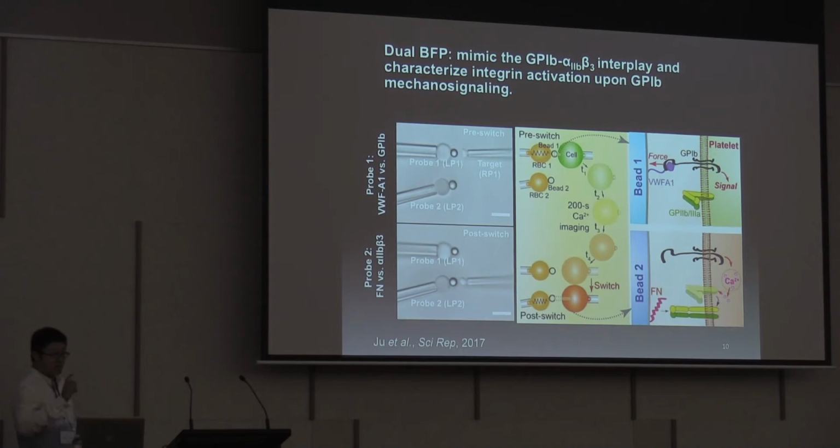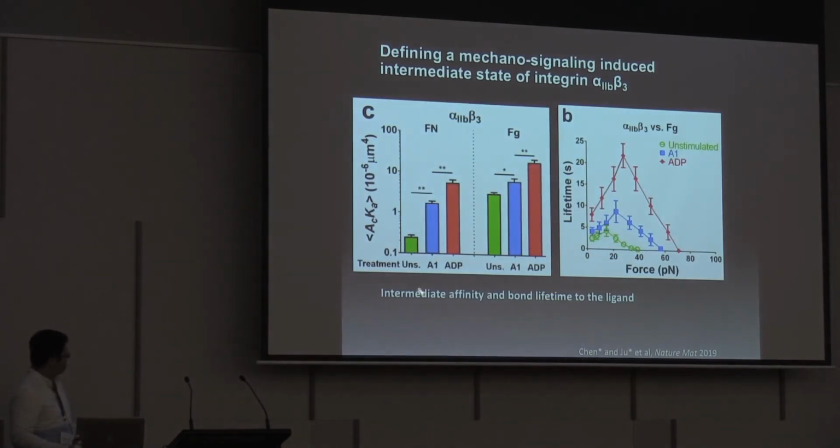Then, to mimic the mechanical stimulation from blood shear, we developed what we call dual force biomembrane force probes. We apply the mechanical stimulation through probe 1, and then we switch to probe 2 to probe the integrin conformation or integrin affinity with either ligands or conformation-specific reporter antibodies. What we find first is that, in response to mechanical stimulation, these platelet integrins bind intermediately relative to untreated versus agonist-stimulated conditions. Lifetime shows the same.